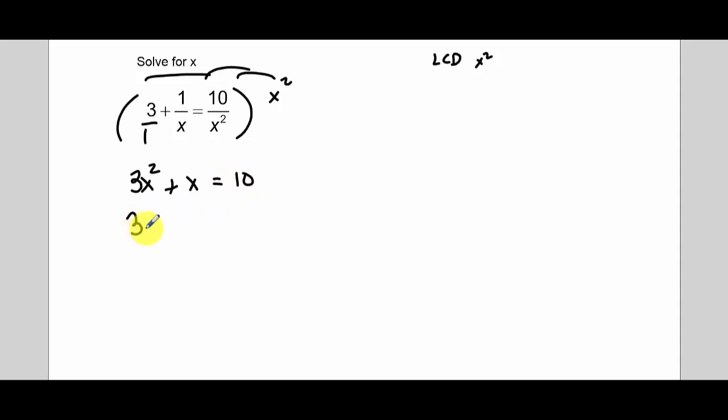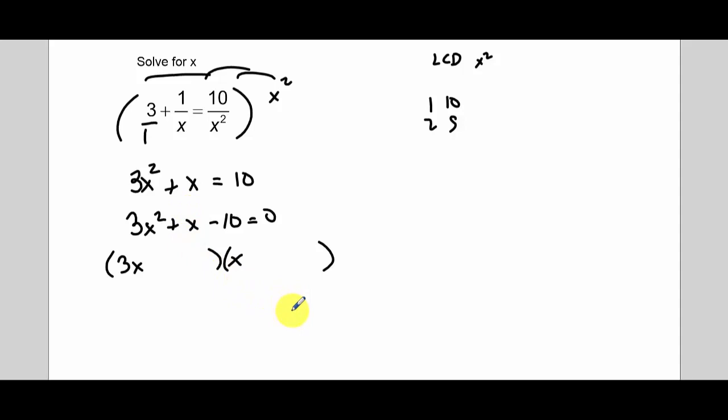Set it equal to 0. 3x squared plus x minus 10 equals 0. We're going to have to factor this. Now again, my choice, since 3 has only one set of factors, is to do a guess and check. You can do the x method if you wish. So I have 3x and x. I have either 1 and 10 or 2 and 5 to use to get a 1 as my middle term.